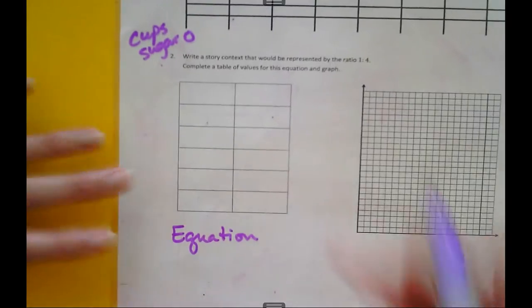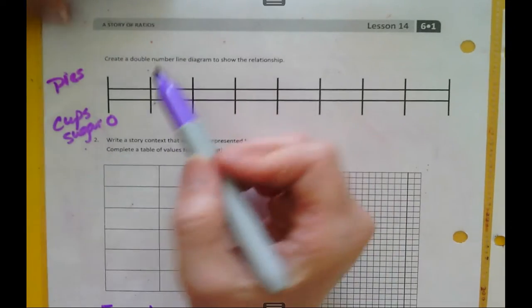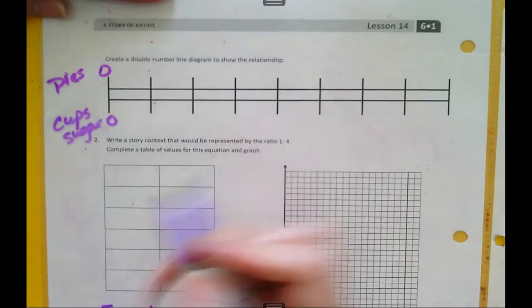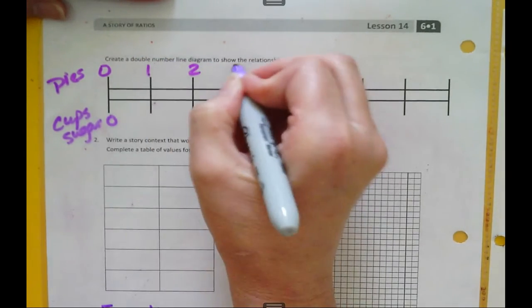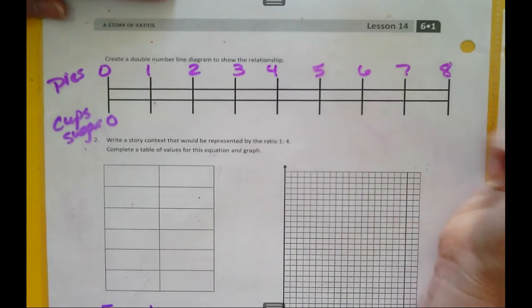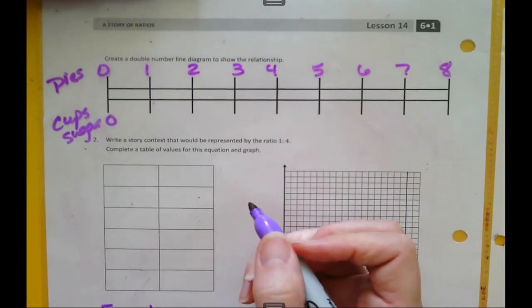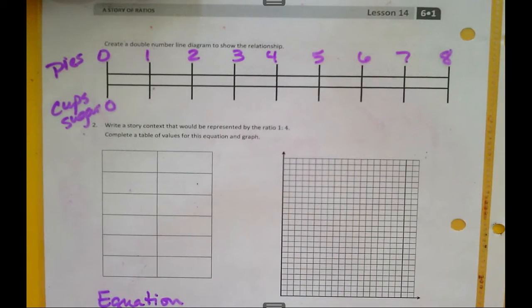The second part of this problem has a double number line. And so we have pies at the top and sugar at the bottom. And again, this is 0 and 0. And then we're just going to number the number of pies, and we're going to go all the way out to the end. So if we have 8 pies, you need to fill in the cups of sugar that you would use for each of those pies to complete that problem.